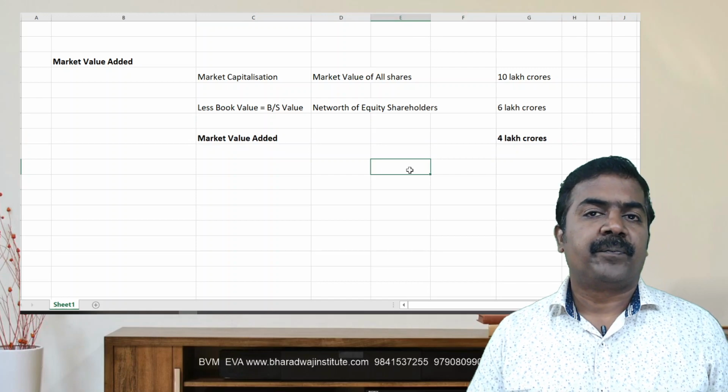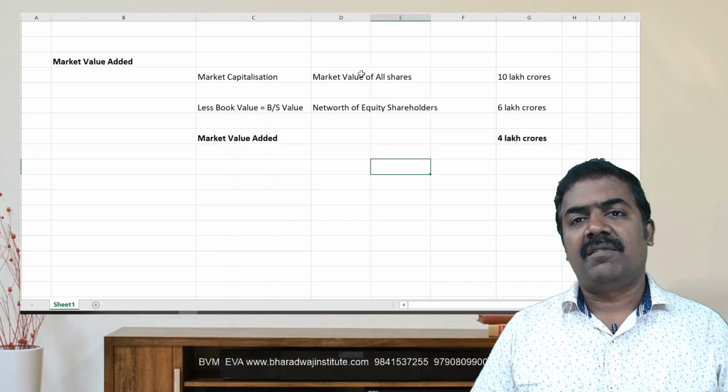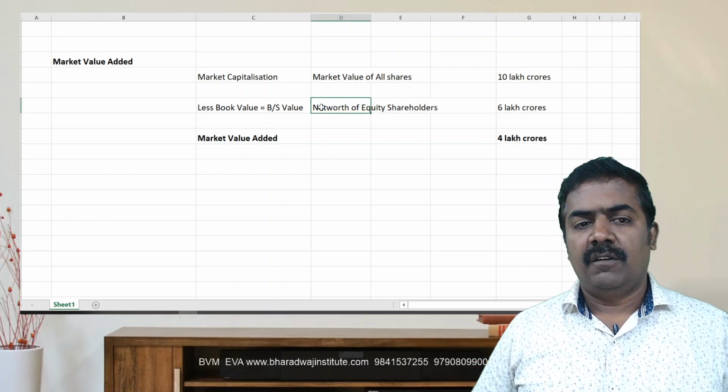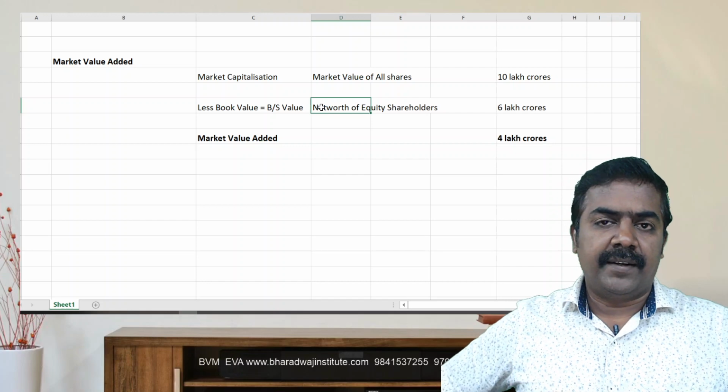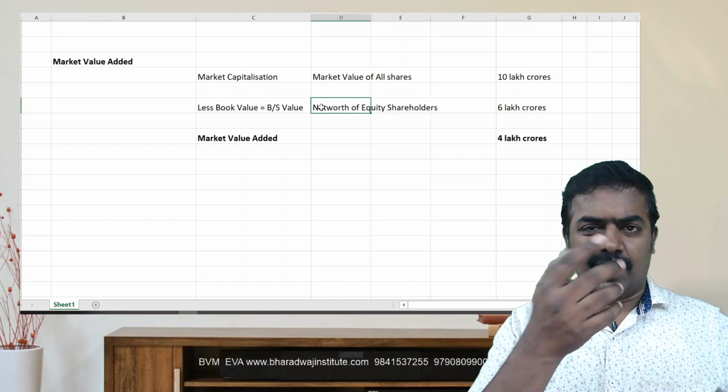Market value added. But so what is market value added? Simple. Market value of all the shares minus the net worth of equity shareholders will give us market value added. So it may be tested for 1 mark, not more than that, or it can be tested in theory also.